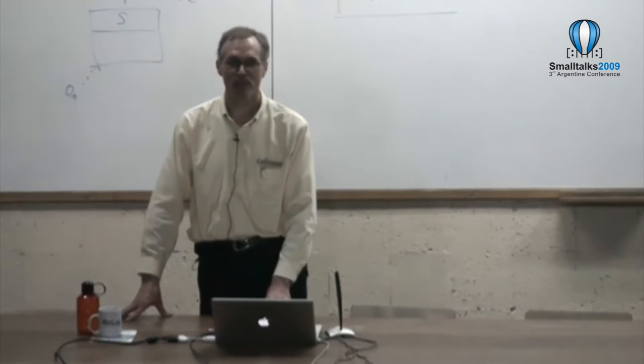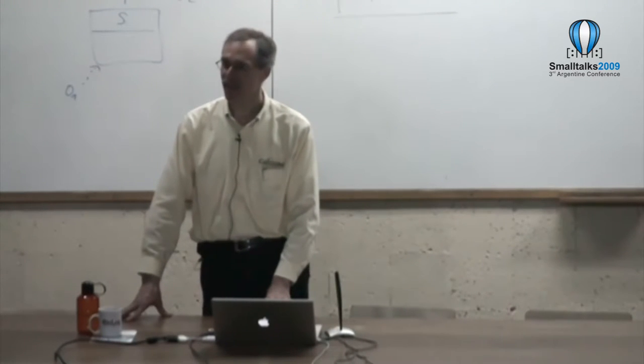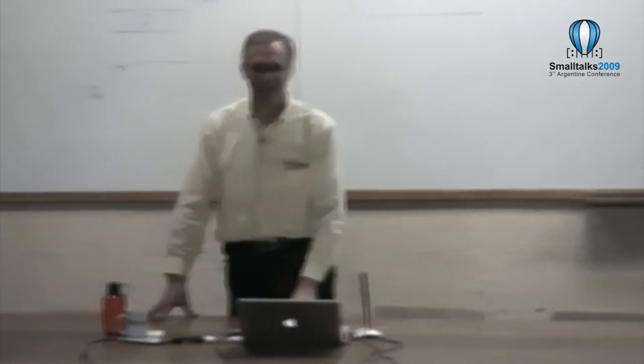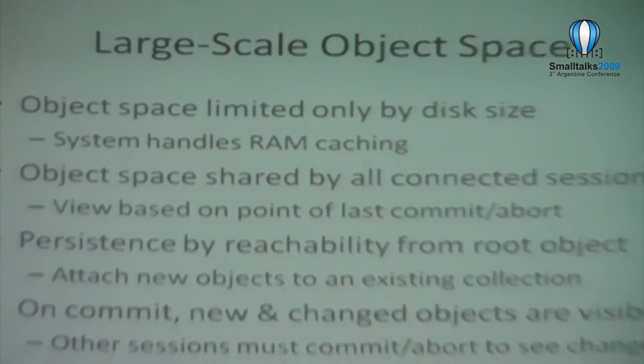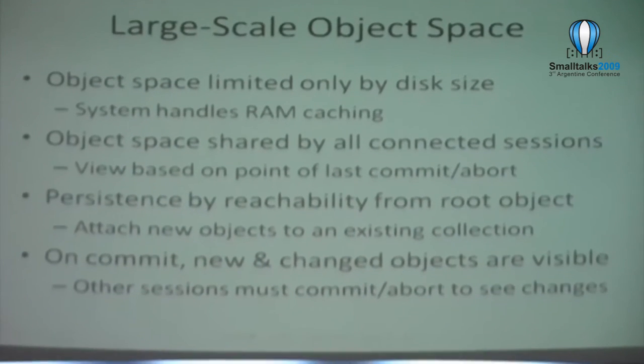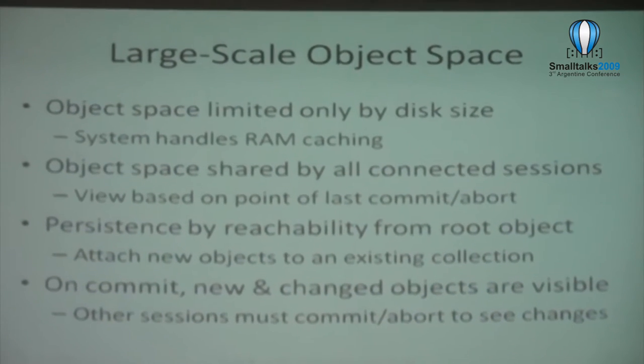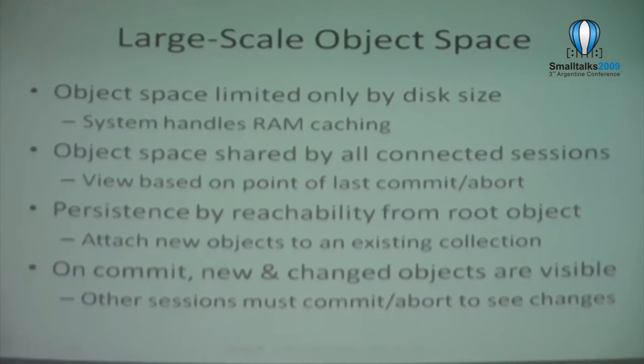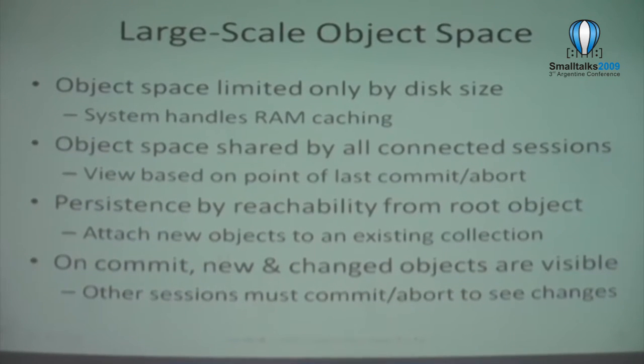So when you attach an object to a persistent object, generally by adding it to an existing collection, then commit your transaction, it will now be visible to other sessions. So on commit, new and changed objects are visible. When other sessions commit or abort, they will be able to see your changes.